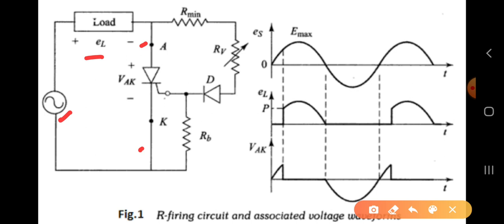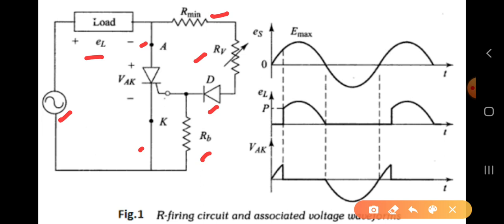Here I have used one resistor, this is R minimum, and one variable resistor, that is RV, this is a diode, and again one resistor that is called RB. By using all these, R minimum, RV, diode and RB, we are trying to turn on the SCR before the anode cathode breakover voltage is reached, and it will turn on the SCR.